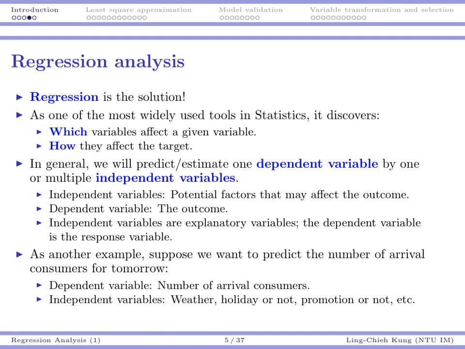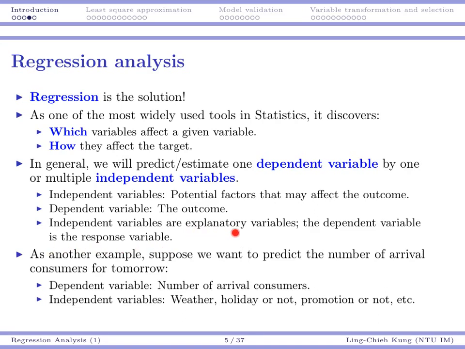Okay? So, independent variables are those potential factors that may affect the outcome, the realization of the dependent variable. And the dependent variable is the thing that we are interested in, that we want to predict. It's the outcome. Independent variables are sometimes called explanatory variables, and the dependent variable is called the response variable.